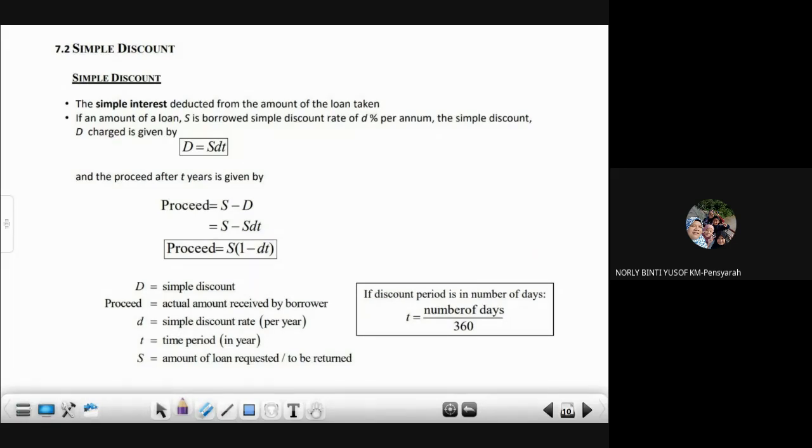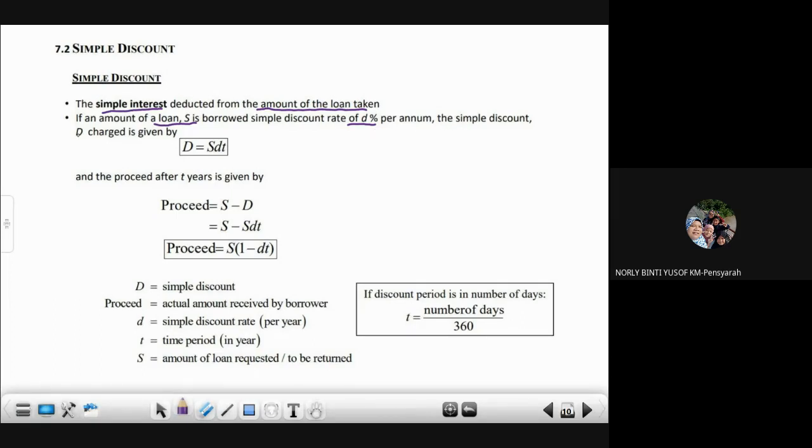Tadi simple interest, faedah mudah. Okay, so simple discount is simple interest deducted from the amount of the loan taken. If an amount of loan S is borrowed, simple discount rate D percent. Tadi R percent because that is simple interest kan R. So this is D percent per annum.